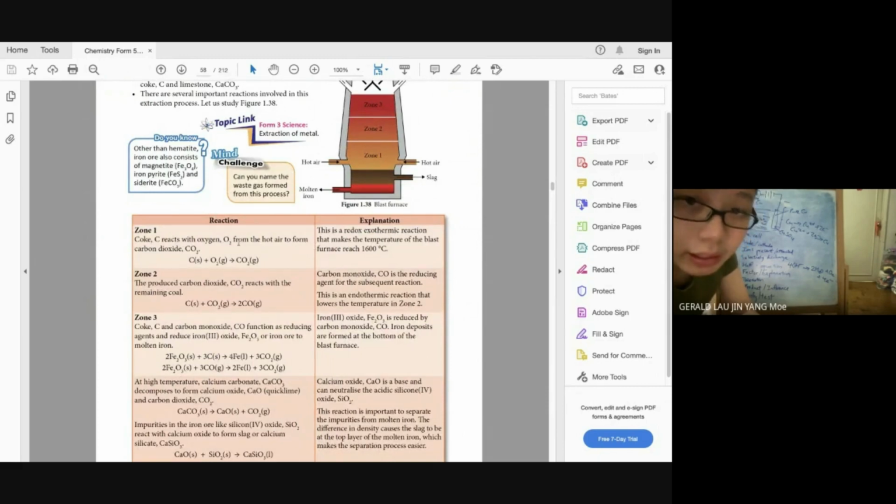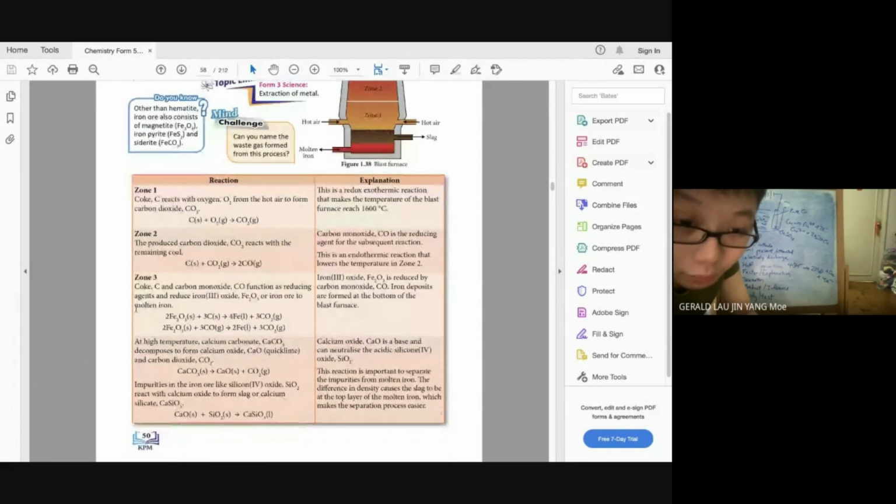Okay, in zone 2, carbon dioxide reacts with more carbon to form carbon monoxide. Then the carbon and carbon monoxide are reducing agents, and they will reduce the iron 3 oxide to iron and produce carbon dioxide. So now I already have the molten iron, which will sink to the bottom, and I get molten iron.